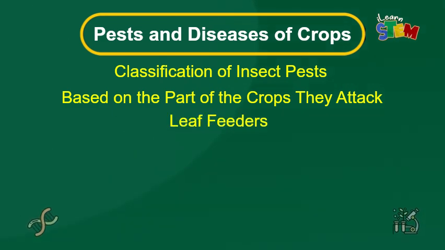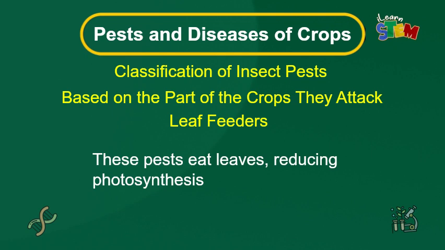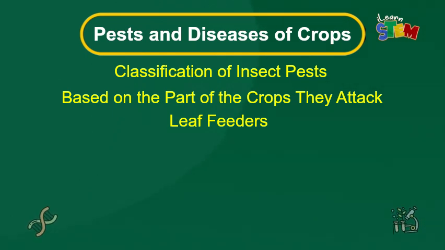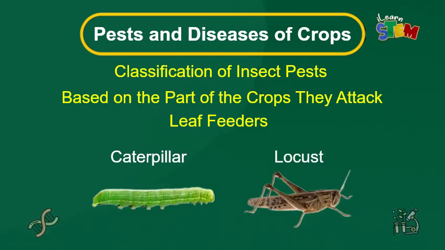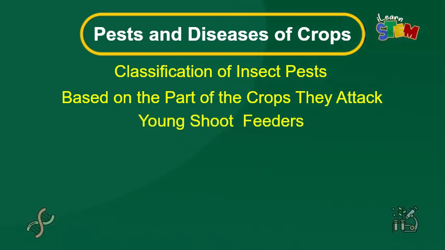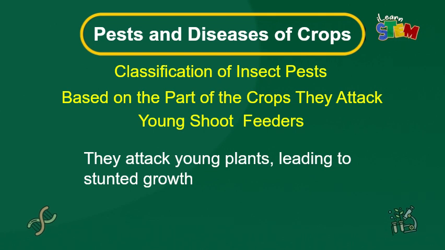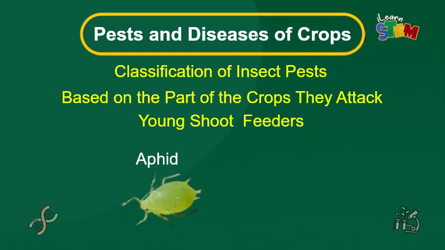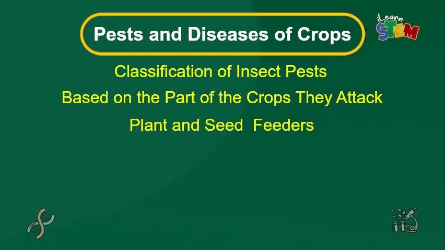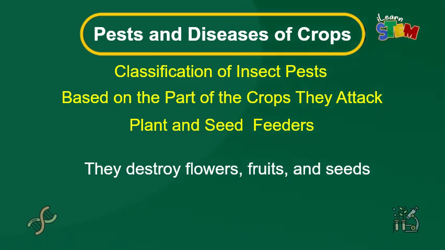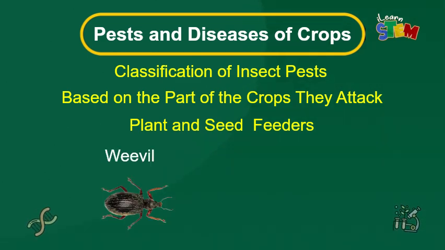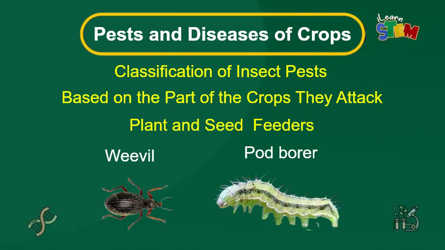3. Leaf feeders. These pests eat leaves, reducing photosynthesis. Examples are caterpillars, locusts, and so on. 4. Young shoot feeders. They attack young plants, leading to stunted growth. Examples are aphids and thrips. 5. Plant and seed feeders. They destroy flowers, fruits, and seeds. Examples are weevils, pod borers, etc.